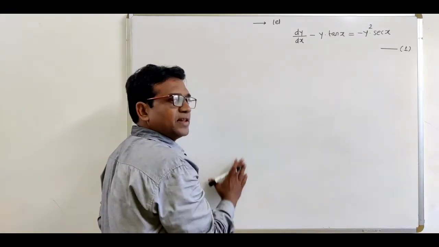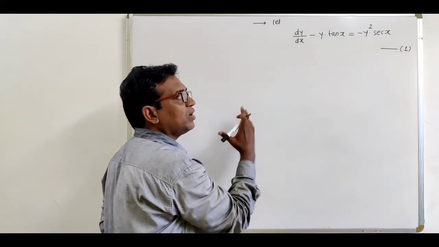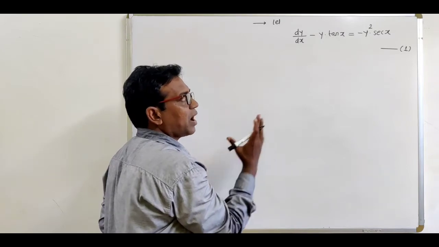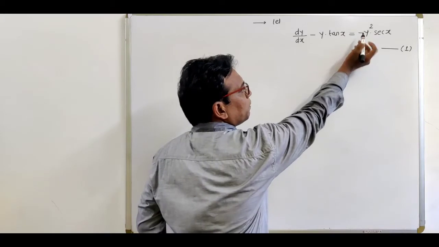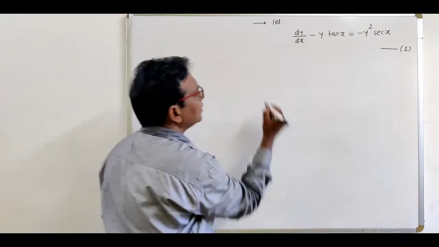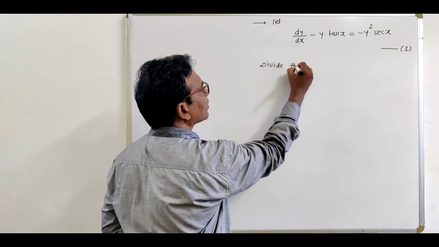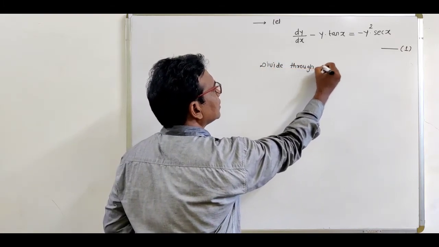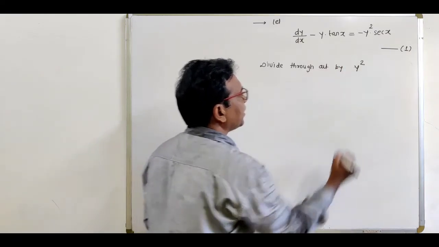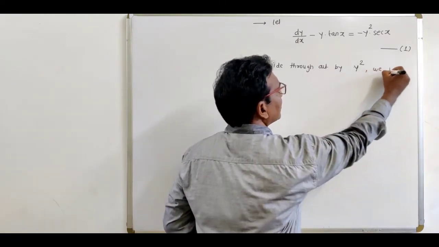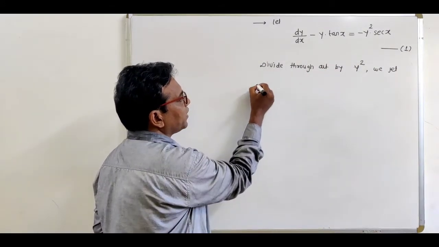Now we have just seen that if the differential equation is a Bernoulli's differential equation, then how do we solve it? Divide throughout by the power of y, so right here, divide throughout by y square.